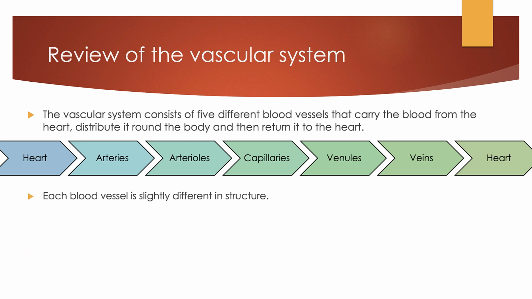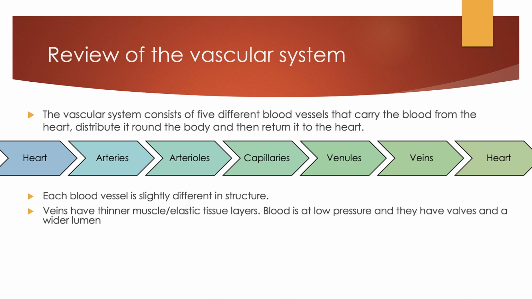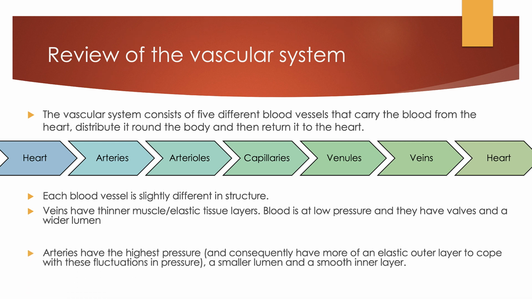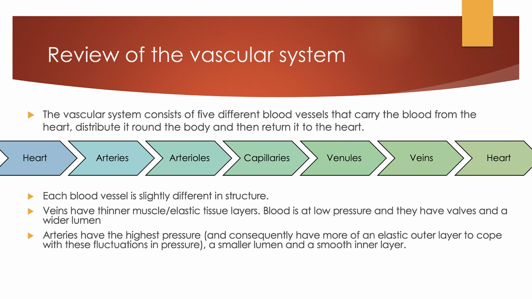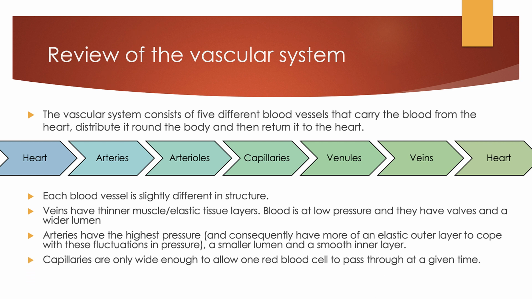Each blood vessel is slightly different in structure. Veins have thinner muscles, elasticated tissue layers, blood is at a low pressure, and they have valves and a wider lumen. Arteries have the highest pressure and consequently have more of an elastic outer layer to cope with these fluctuations in pressure, a smaller lumen, and a smoother inner layer.